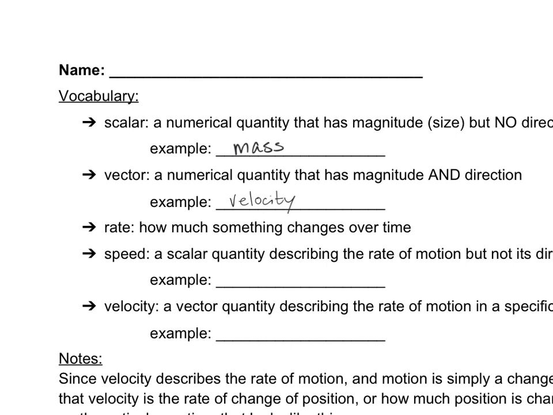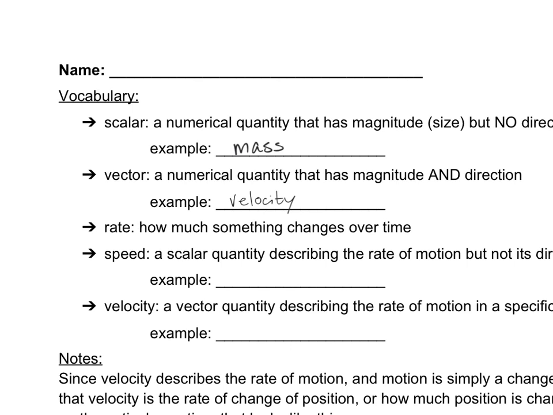Next word we have is rate. Rate means how much something changes over time. In the context of physics, it means how much something changes over time. So a rate of motion is like a speed. Electrical current is a rate. It's how much charge moves past over a certain amount of time. Acceleration is a rate. It's how much your velocity changes over time. So it's just some sort of change happening over a certain period of time.